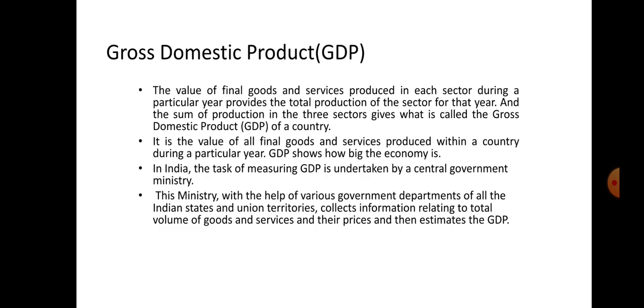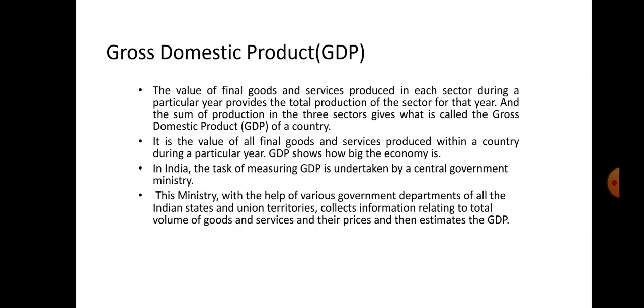The value of final goods and services produced in each sector during a particular year provides the total production of the sector for that year, and the sum of the production in the three sectors gives what is called the GDP of a country. So that is the sum of the primary sector, secondary sector and tertiary sector, which we call GDP, or this also can be called GNP, Gross National Product.